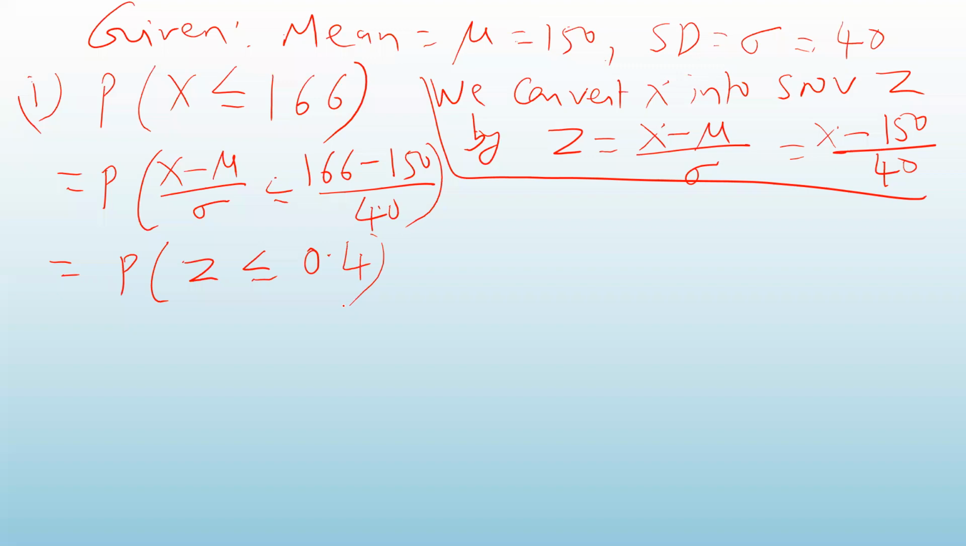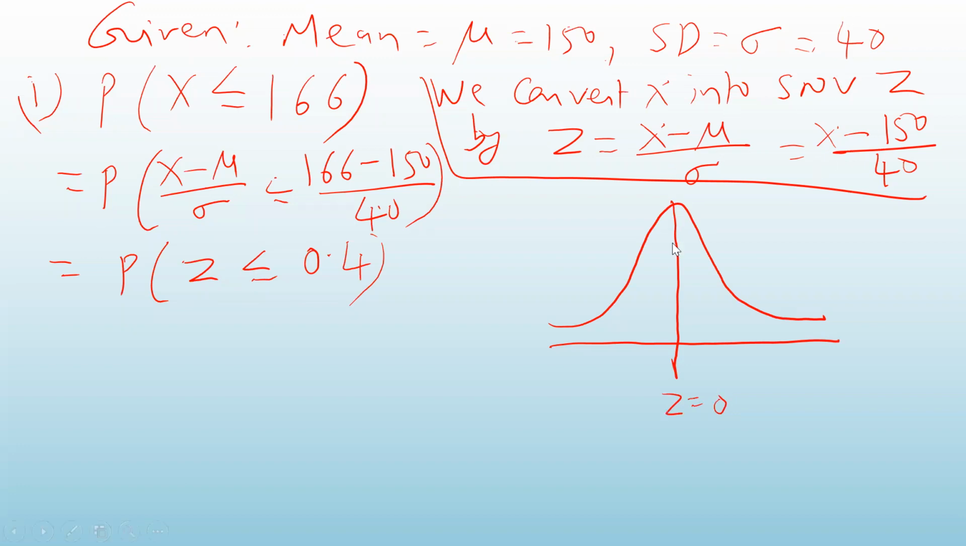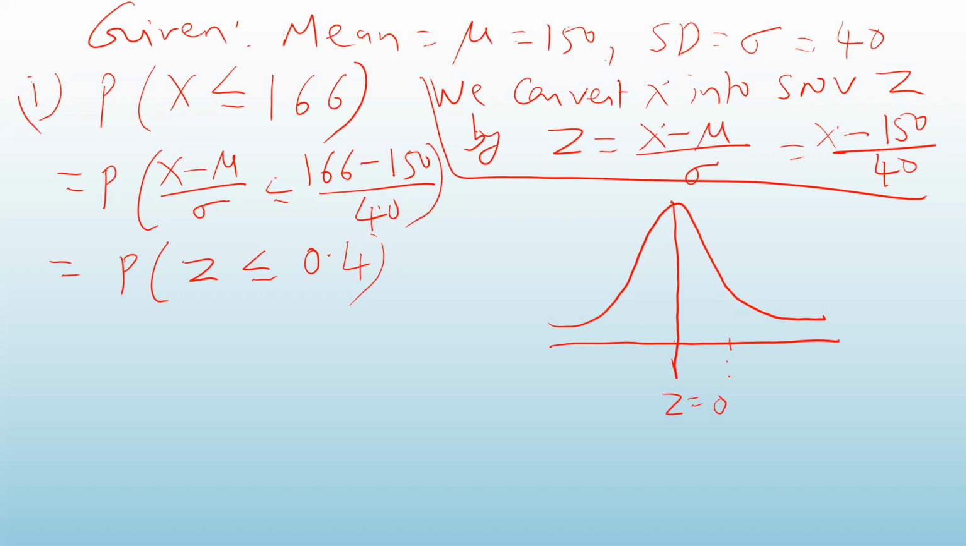So let us see. Now let us draw the normal curve. We want the area under the normal curve for which z is less than or equal to 0.4. This is z equal to 0; the mean for the standard normal variate is 0. The curve is symmetric about the mean. So 0.4 will be somewhere to the right side.